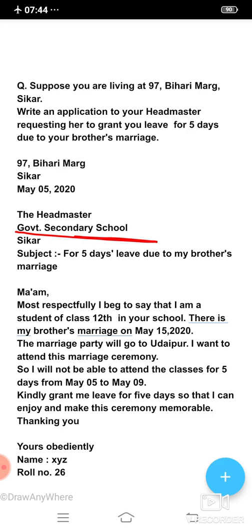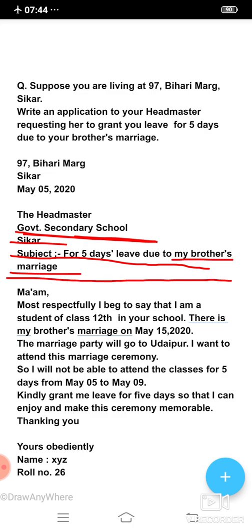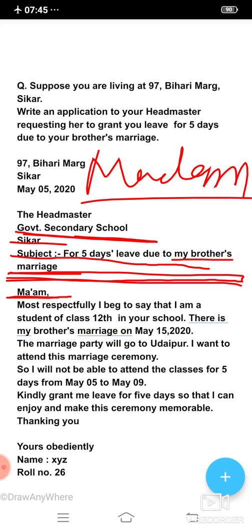So try to understand the difference between headmaster, headmistress and principal. Headmaster or headmistress is used for the post in which a person controls the organization up to 10th standard, and principal is written when the person is controlling the institute up to 12th standard. Subject: 5 days leave due to my brother's marriage. After the subject we leave one line and put the salutation, that is Ma'am. We can write this word in two ways: Ma, then an apostrophe, and am. This is a short form of madam.